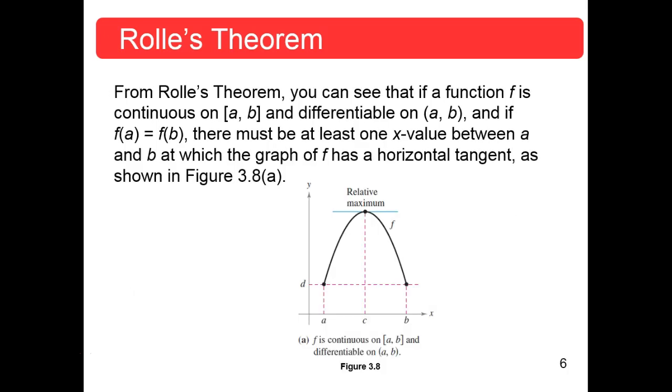From Rolle's theorem, you can see that a function f is continuous on a to b and differentiable on a to b, and if f of a is equal to f of b, if those two are the same values, there must be at least one x value in between a and b at which the graph of f has a horizontal tangent. Got to be at least one. There could be several of them if they're smooth and continuous, but there's got to be at least one. If it's just a straight line, there's an infinite number where it's got a horizontal tangent.